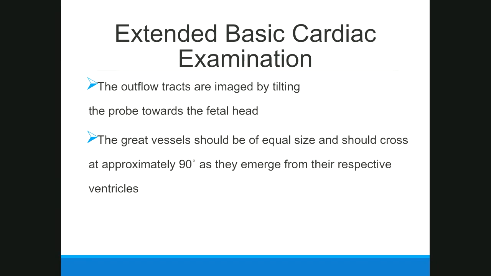The outflow tracts are imaged basically by tilting the probe and the beam up towards the fetal head. The great vessels come out of what we call the base of the heart, so closer to the atria, the atrial area. So if you angle your beam up towards the fetal head, this is how we get the views that show the outflow tracts. The diameter of the great vessels should be relatively equal in size. The right or the pulmonary artery may be slightly larger than the aorta, and that's okay. And again, they should cross each other at roughly 90 degrees as they emerge from their respective ventricles.